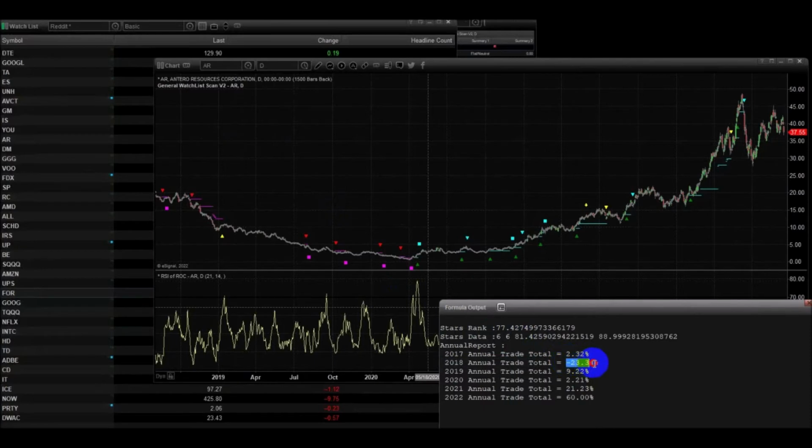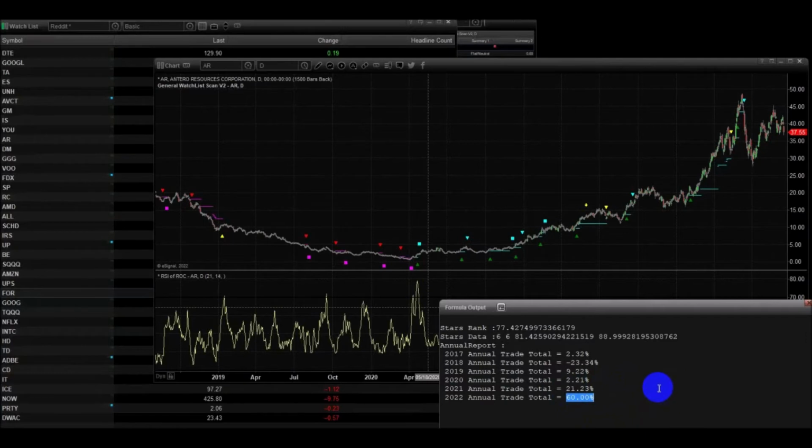This would be minus 1.8% for the year. This would be plus 0.8% roughly for the year. This would be plus 0.2% for the year roughly. This would be plus roughly 1.6% for the year. And this would be plus 5% for the year.